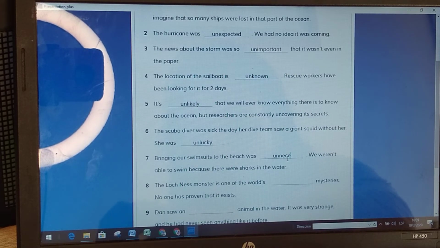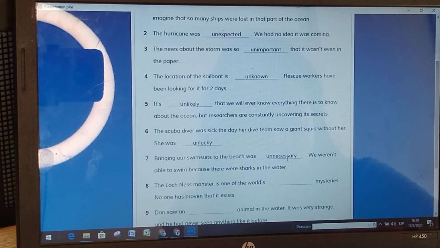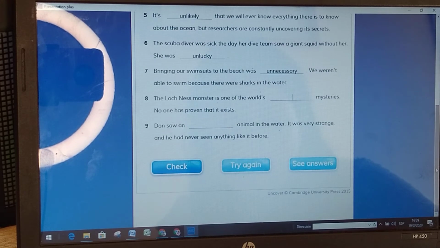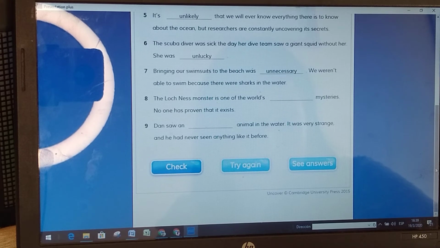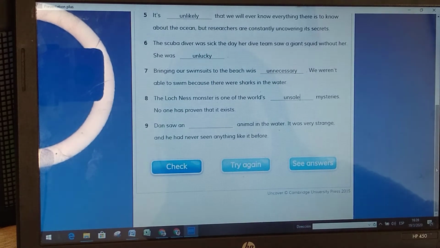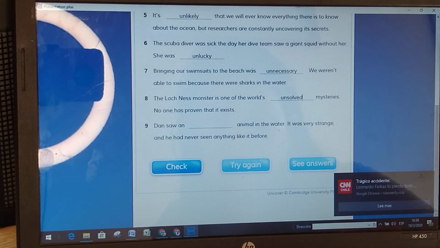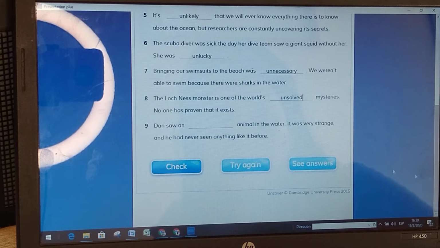Un to complete the word. Spelling is very important. We weren't able to swim because there were sharks in the water. Dangerous. 8. The Loch Ness Monster is one of the world's unsolved mysteries. No one has proven that it exists. So unusual. Sorry. Unusual.